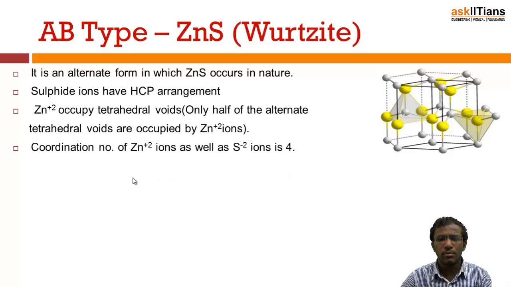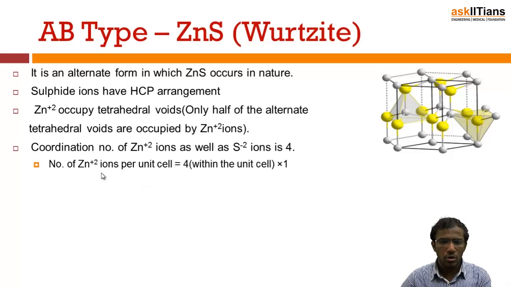The coordination number of both ions is 4. Now let's calculate the number of zinc ions per unit cell. The zinc ions are nothing but half of the number of tetrahedral voids. So there are 4 within the unit cell and there are 6 at the edge centers, times 1 by 3. So you will get a total of 6. The number of zinc ions per unit cell is 6.